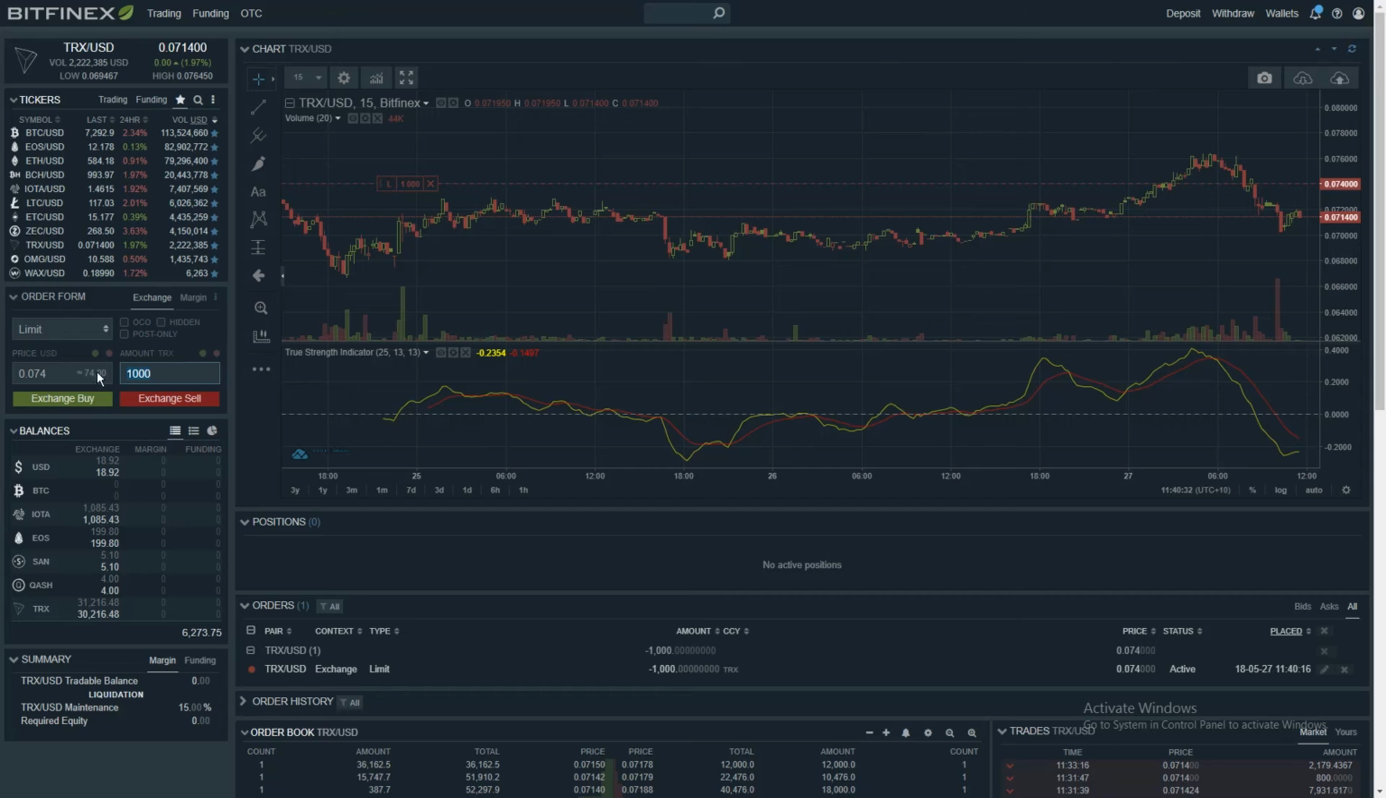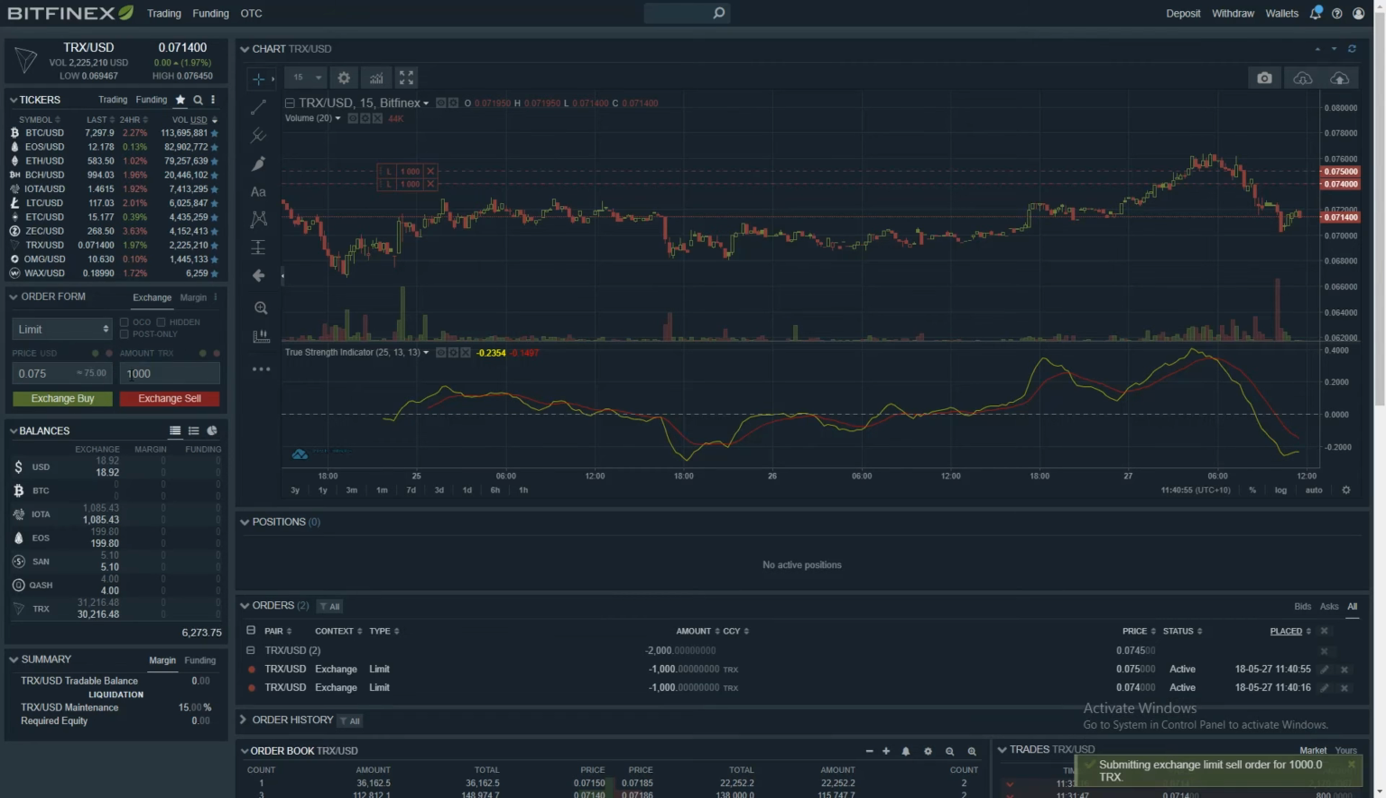So we might say, I'm willing to take 10% at 3% growth. I'll take the next 10% at 20% growth, or 10%. So as you go up, you might want to get rid of more. So let's say, for example, I will sell another 1,000 at say 0.75, exchange sell. I might sell now 2,000 at say 0.76, etc., etc.